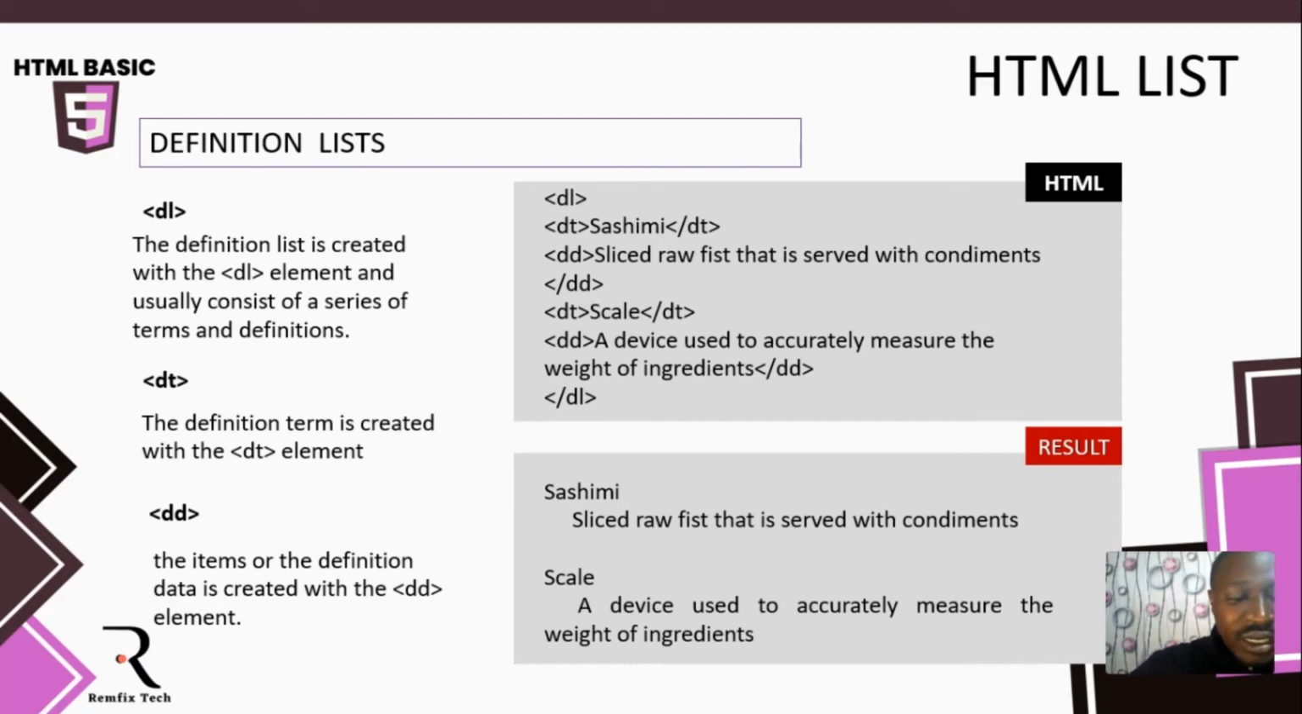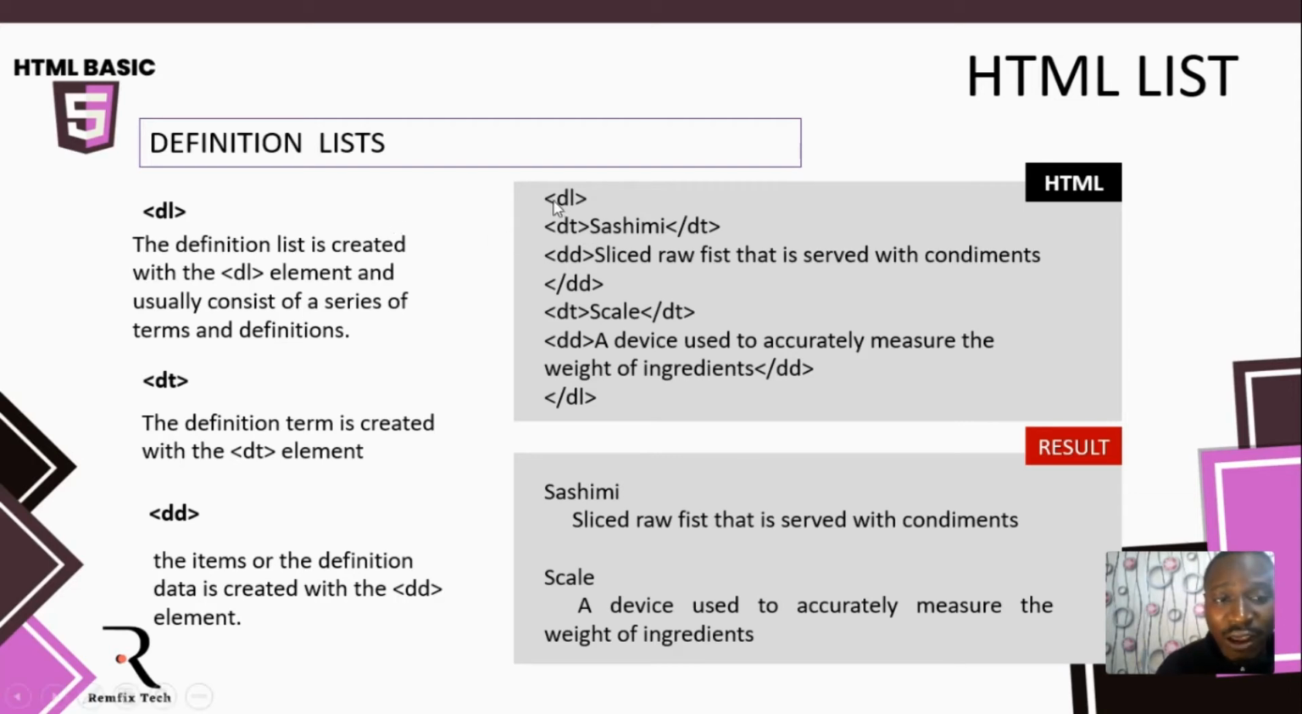Now, definition list, DL, is the tag used to create a definition list, and this is not technical, just a little bit of information for you to know. So a definition list is created with the DL element and it usually consists of a series of terms and definitions. That means I can have a series of definitions in a DL tag. So let's say I want to define 5 terms, right? I can have them all inside this nest of DL.